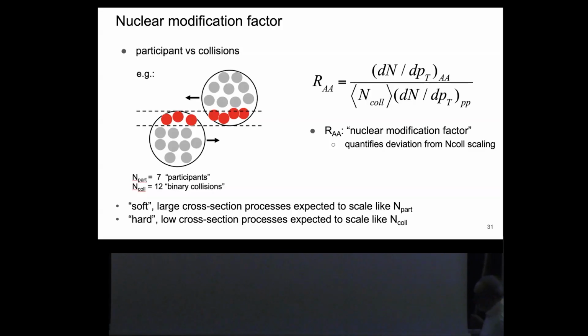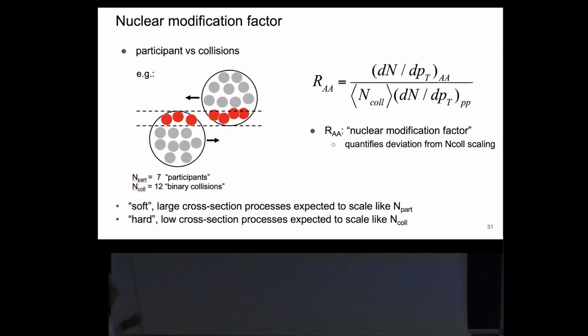So for high PT phenomena, for hard phenomena, you expect them to scale with the number of binary collisions, and therefore what you can do is create a variable which is called the nuclear modification factor. This is given, for instance in the case of the PT distribution, in the nucleus-nucleus collision over PP, and you just have to scale the PP distribution by the number of binary collisions. In principle, if there is no nuclear effect, which in this context means no effect connected with the fact of using nuclei instead of protons, you would expect this to be at 1. And indeed, this is what you find for photons or Zs or Ws.